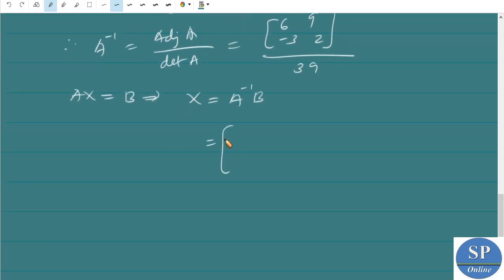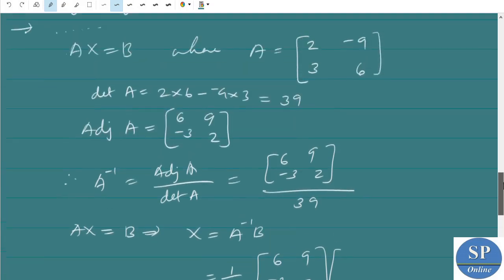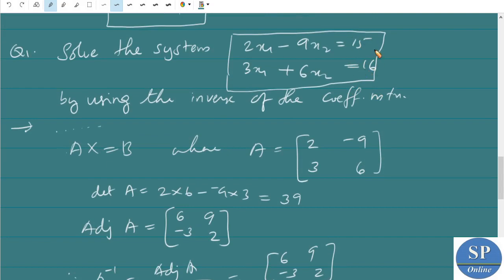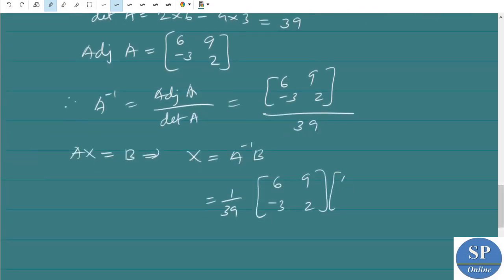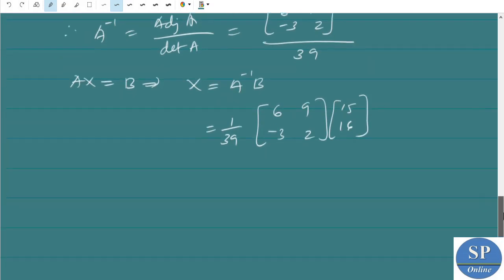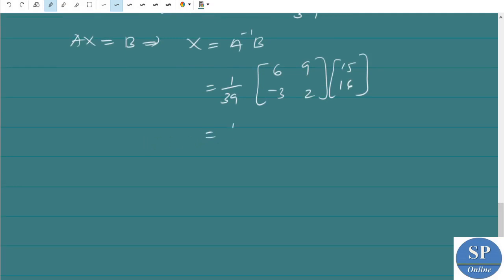So A inverse is 1 by 39 into 6, 9, minus 3, 2, into B. So what is B? B equal to 15 comma 16. Right. So we just multiply these two matrices. We'll get 1 by 39 into 6 into 15 plus 9 into 16. Right. Then the second row is minus 3 into 15 plus 2 into 16.